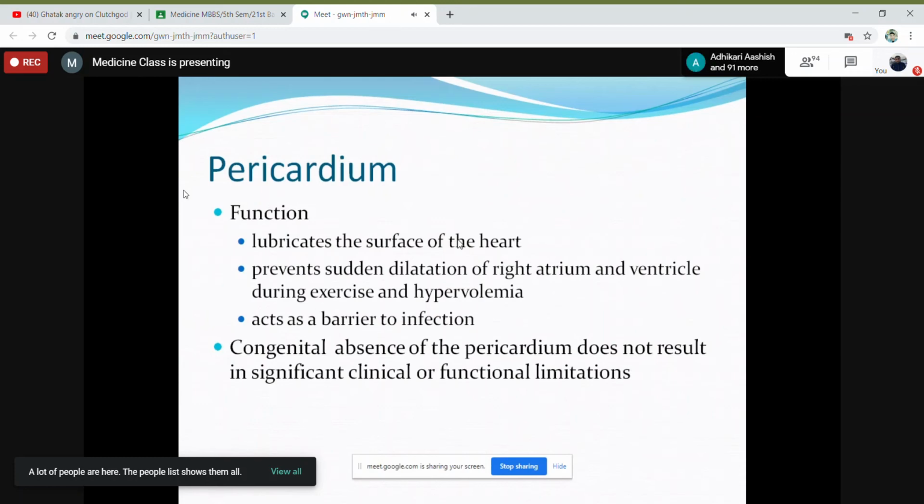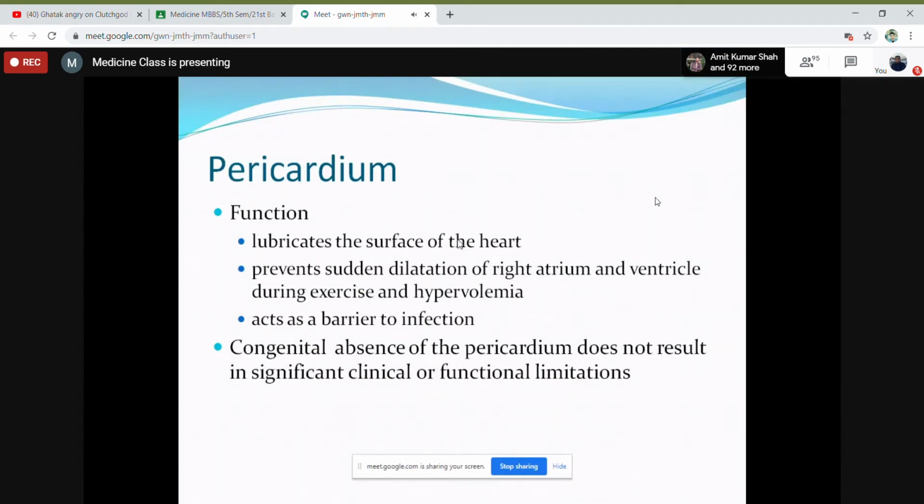Since it covers the heart and the root of the great vessels, the main function of the pericardium is to lubricate the surface of the heart. It also prevents sudden dilatation of the right atrium as well as the right ventricle during exercise and hypervolemia.